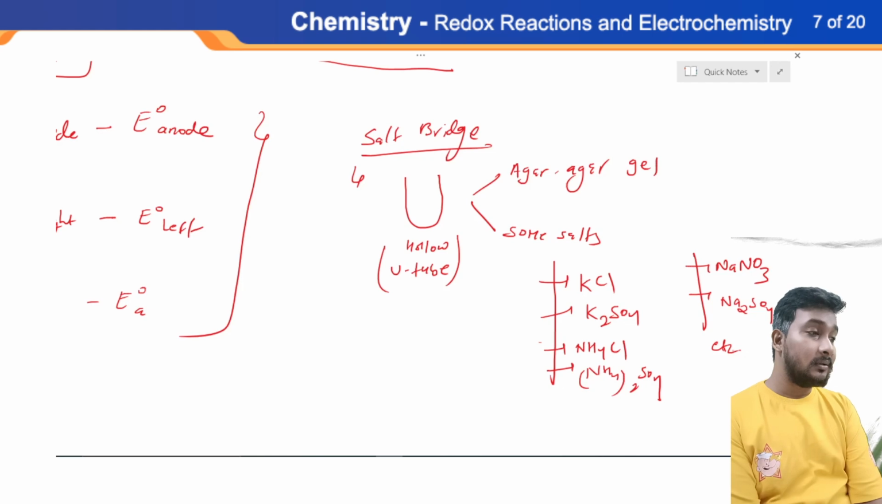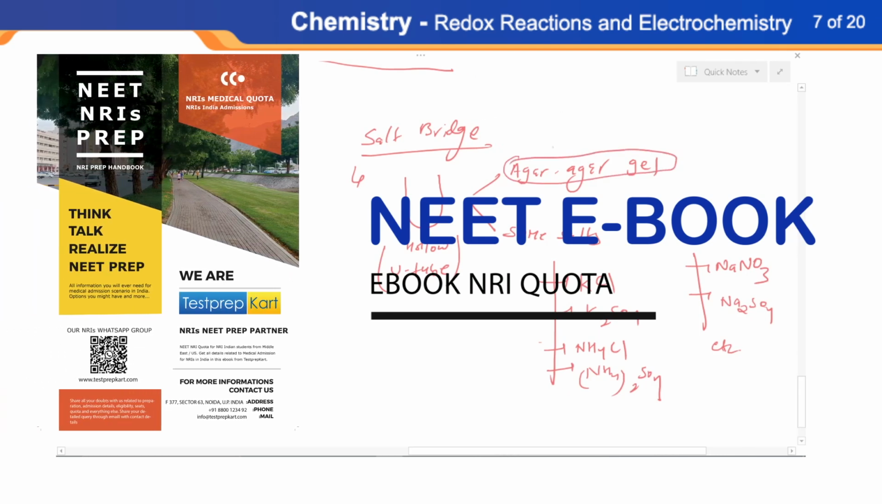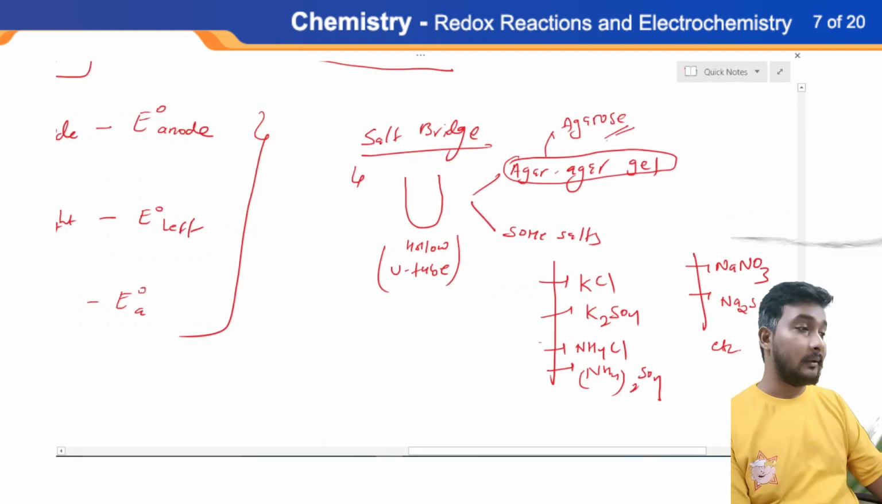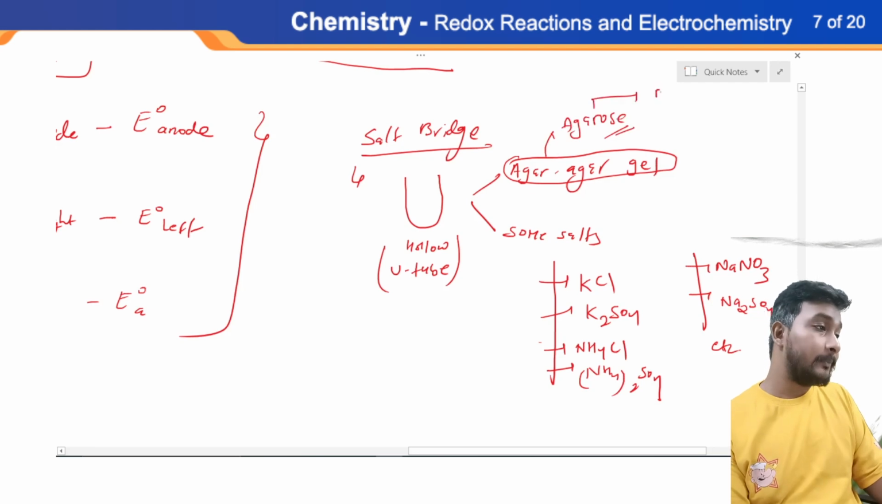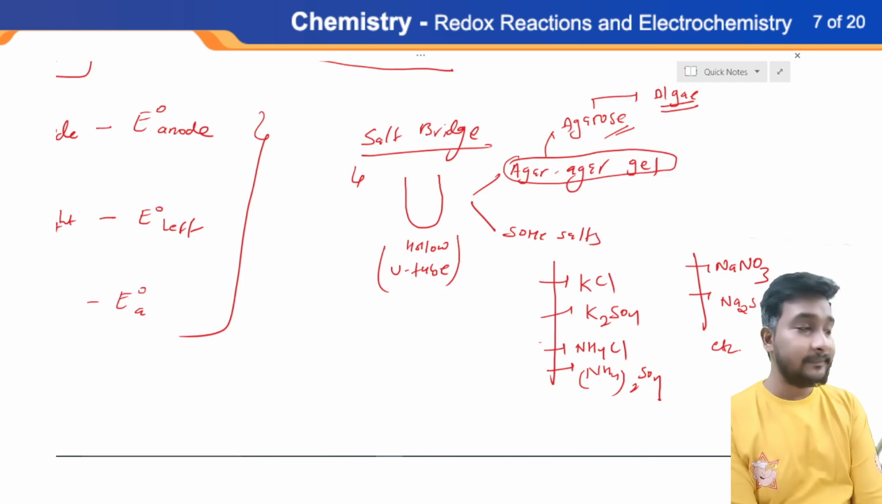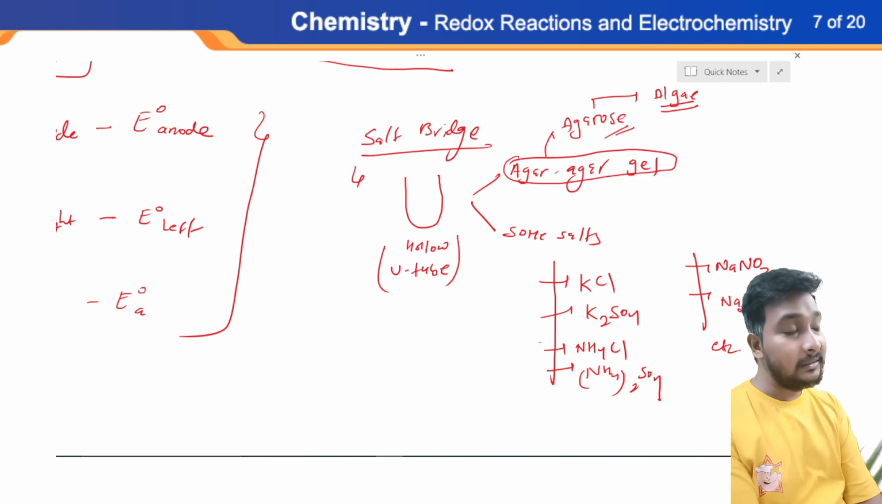But what is agar-agar gel? Agar-agar gel is also called agarose gel. And how can we obtain agarose gel? Agarose gel can be obtained from algae. Do you know anything about algae? Definitely. The green colored substances on river banks that appear during the rainy season, right? So green plants, we can say. So green plants are called algae. When we grind this algae with the help of water, we can obtain the agarose gel.